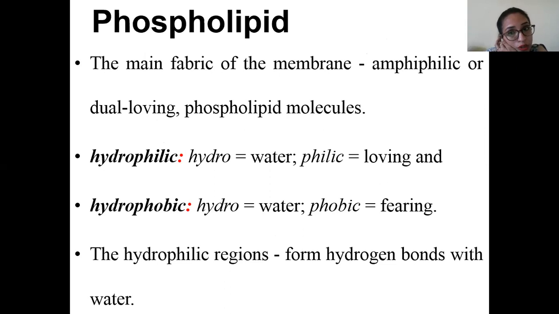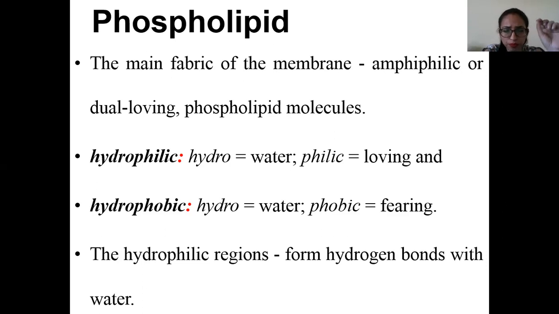Now we come to the introduction and a brief description of each component. Phospholipid. What do we mean by phospholipid? It is a combination of two terms, phospho plus lipid, and it is mainly the fabric of the membrane. They are amphiphilic, or dual loving, in nature. What do we mean by amphiphilic? Amphiphilic means they possess both characters, hydrophilic as well as hydrophobic.